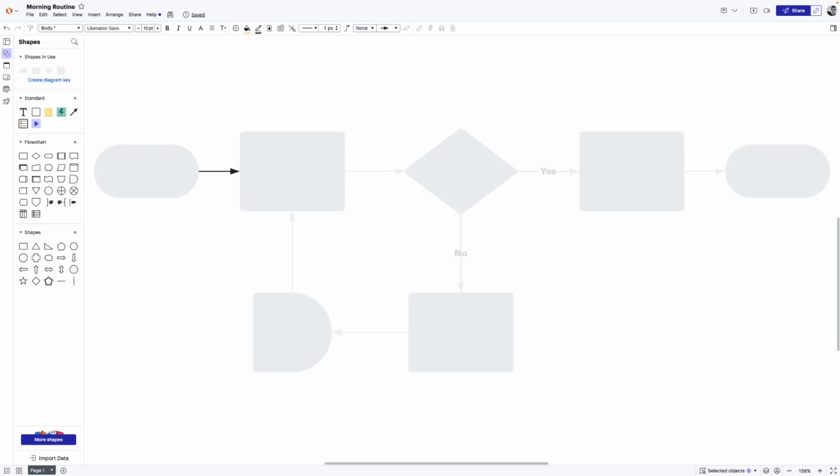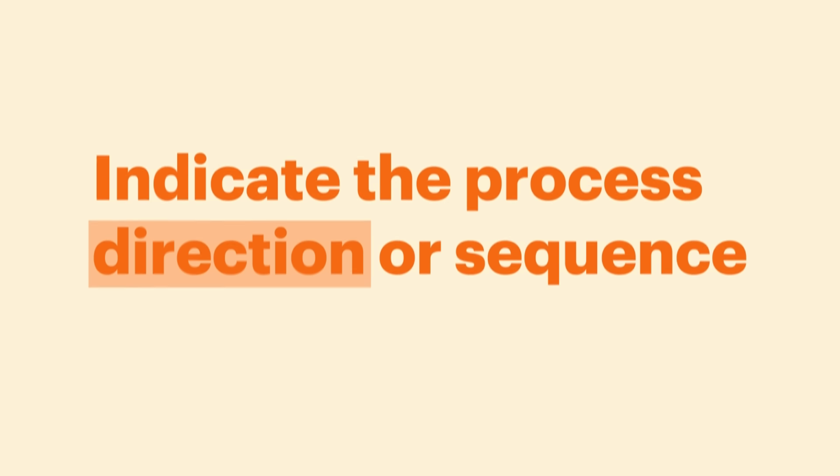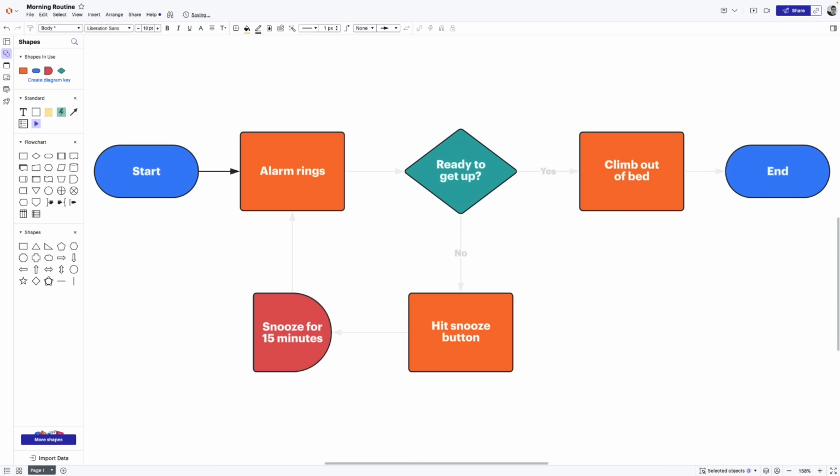And finally, to connect all of our shapes together, we use lines or connectors. These indicate the process direction or sequence and can be used as straight lines, unidirectional arrows, or double-sided arrows, depending on the connection or relationship you'd like to show. In our example here, they point us in the direction of the next step we should take until we reach the end of our process.